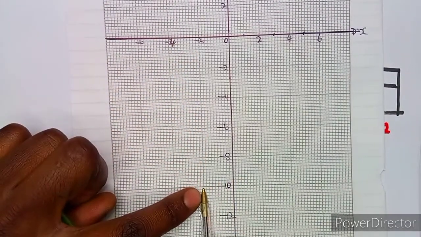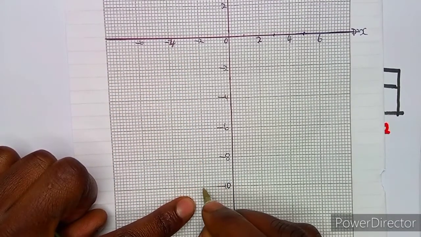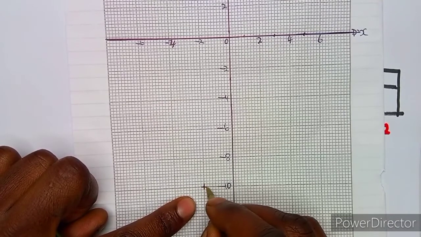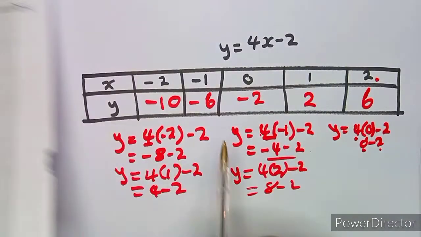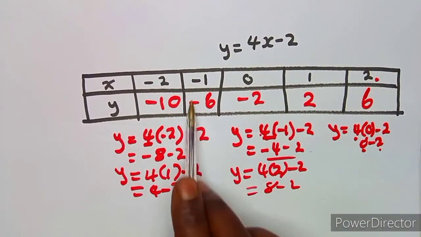-2 here and minus 10, they meet at this point. So where these two meet, that's where you mark a point. So that is only the concept. Okay, so you mark all these points, minus 1 and minus 6.